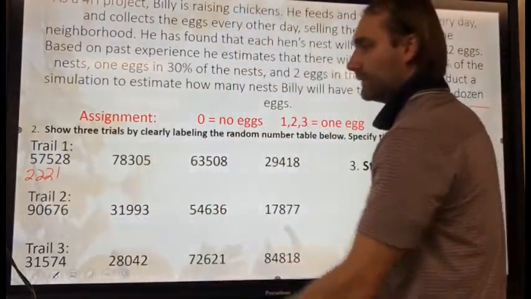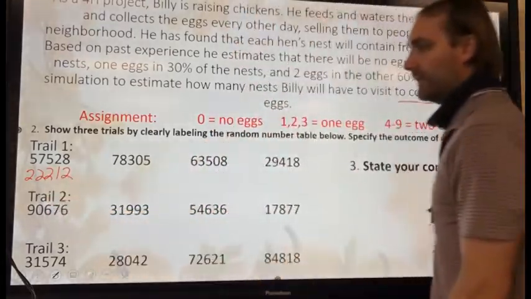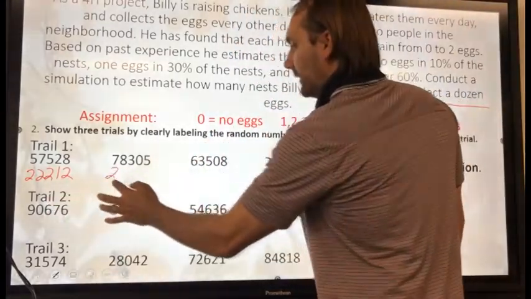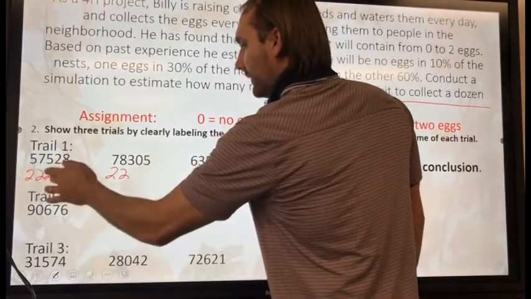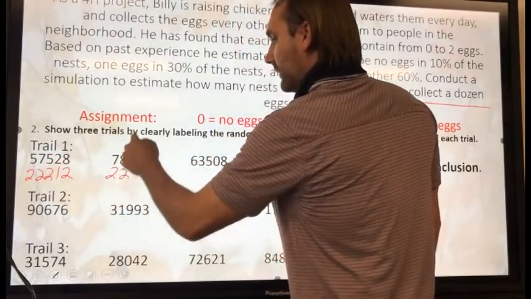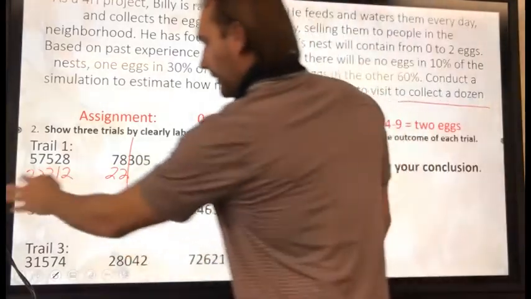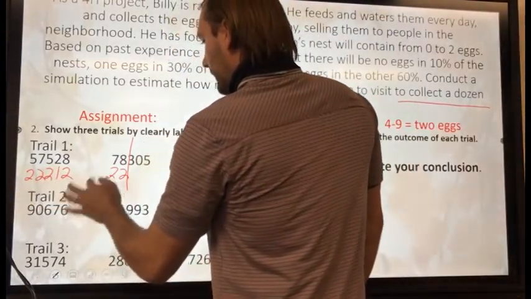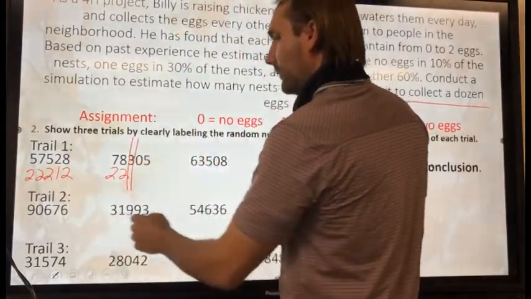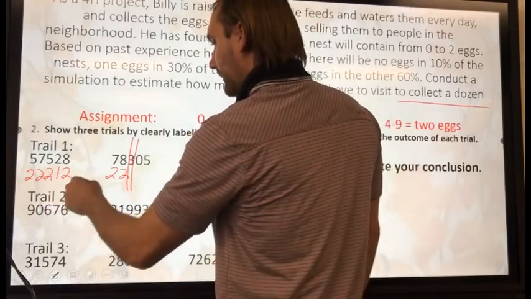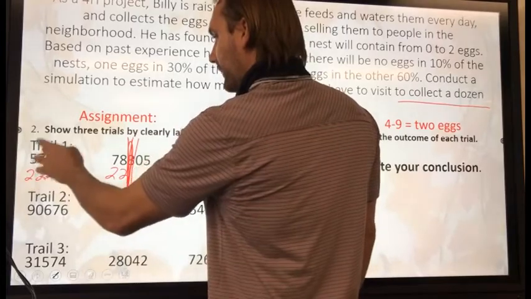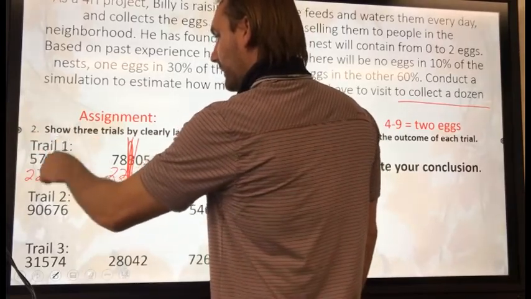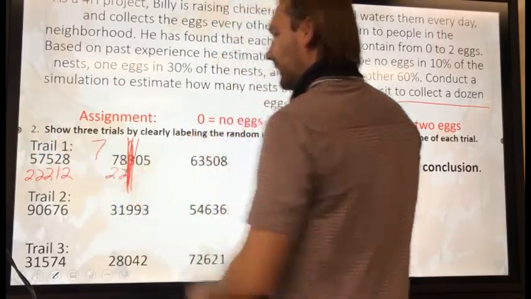8? 2. 7? 2. 8? See, do we have a dozen yet? 1, 2, 3, 4, 5, 6, 7, 8, 9, 10, 11. Oh, 12, right? Oh, that's 11, right? 1, 2, 3, 4, 5, 6, 7, 8, 9, 10, 11, 12, 13. Okay, never mind. So it took how many tries? How many hens? 1, 2, 3, 4, 5, 6, 7.